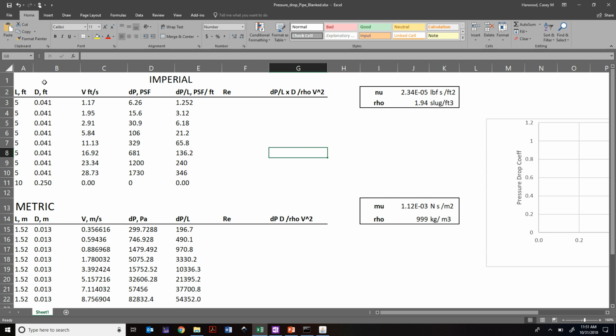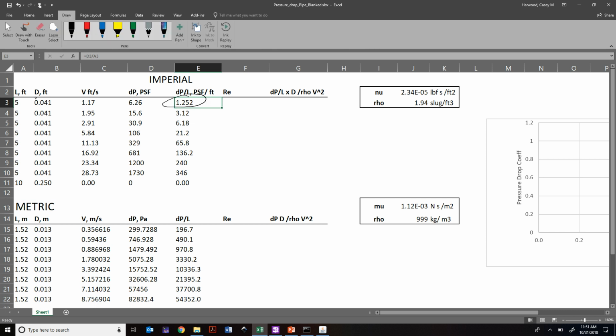So I've transcribed those sample data into the spreadsheet here. We've got the length, the diameter, the flow velocity through the pipe, and that measured pressure drop. And then I've simply taken that pressure drop and divided it by the length to get the pressure drop per unit length. We've done that in imperial units at the top, and then I've simply taken those same measurements and translated them to metric units down here on the bottom.